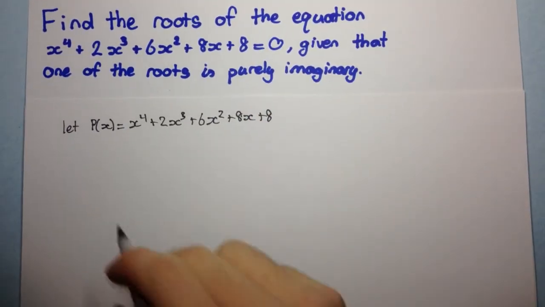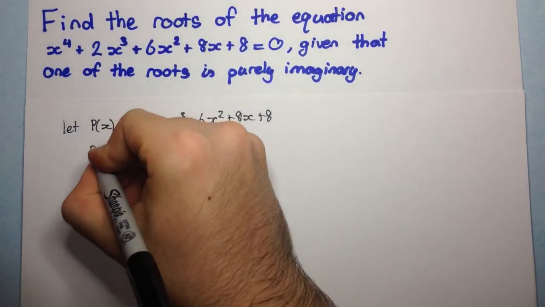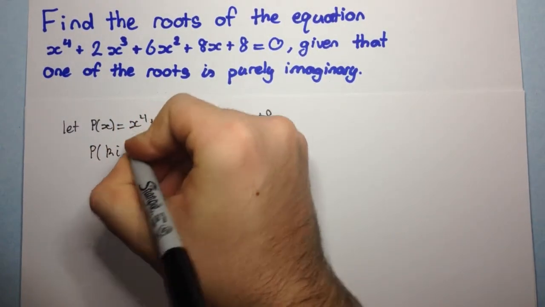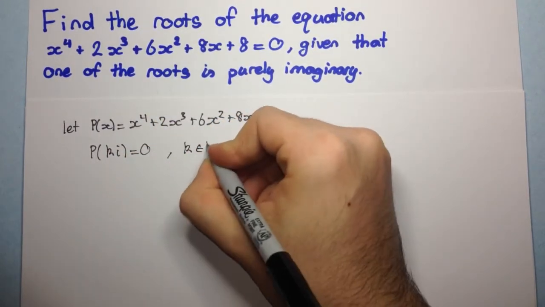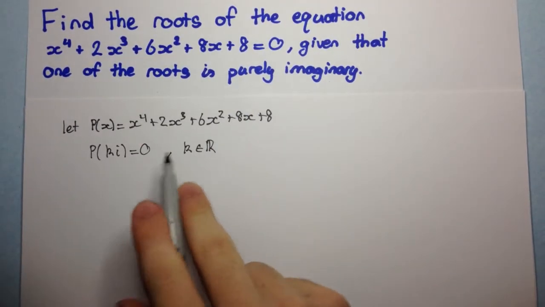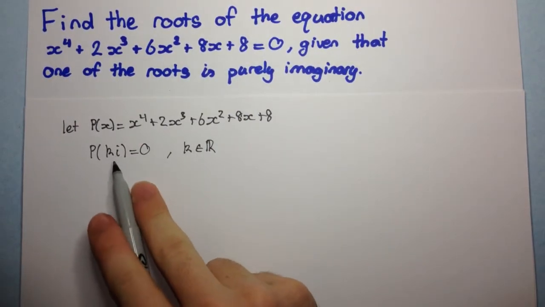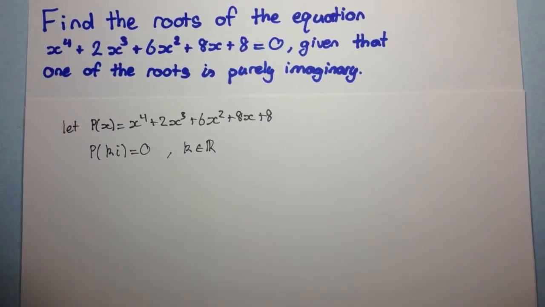Now if there is a root that is purely imaginary, we have that p of ki is equal to 0 for a real constant k. So k here is a real number. If it was a complex number, then this might not necessarily be purely imaginary. So k has to be real here.